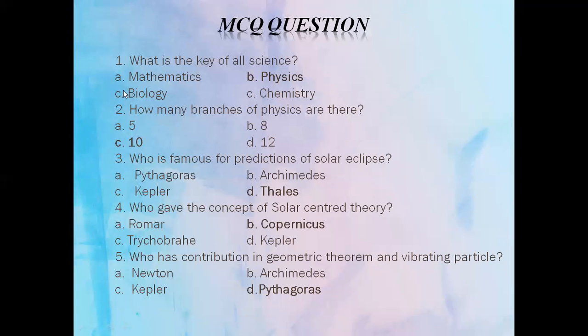And some MCQs. What is the key of all science? We know the answer is physics. How many branches of physics are there? There is a strain. Who is famous for prediction of a solar eclipse? Thales. Who gave the concept of the solar centered theory? Copernicus. And who contributed to geometric theory and vibrating particles? This is Pythagoras.